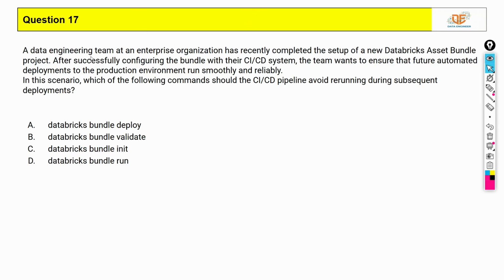Question number 17. A data engineering team at an enterprise organization recently completed the setup of a new Databricks asset bundle project. After successfully configuring the bundle with CI/CD, the team wants to ensure the future automated deployment of production runs smoothly and reliably. In this scenario, which of the following commands should they avoid running during subsequent development? So here, init, deploy: we need deploy. In the future we'll create new bundles and we'll need deploy. Validate, we also need to validate it.